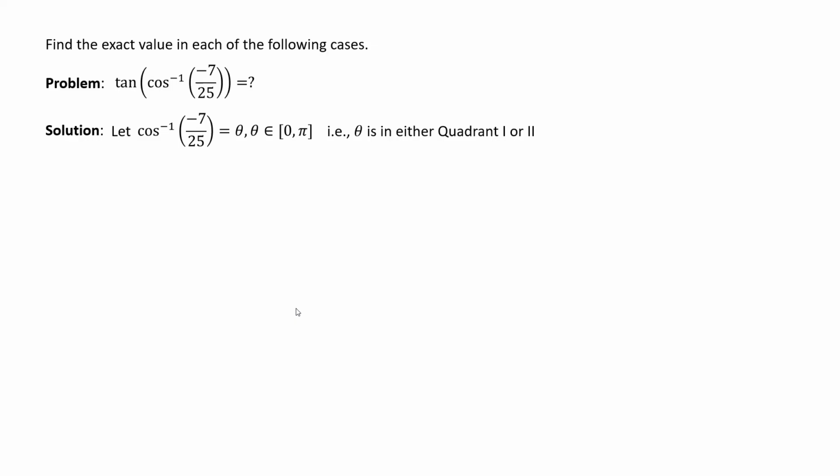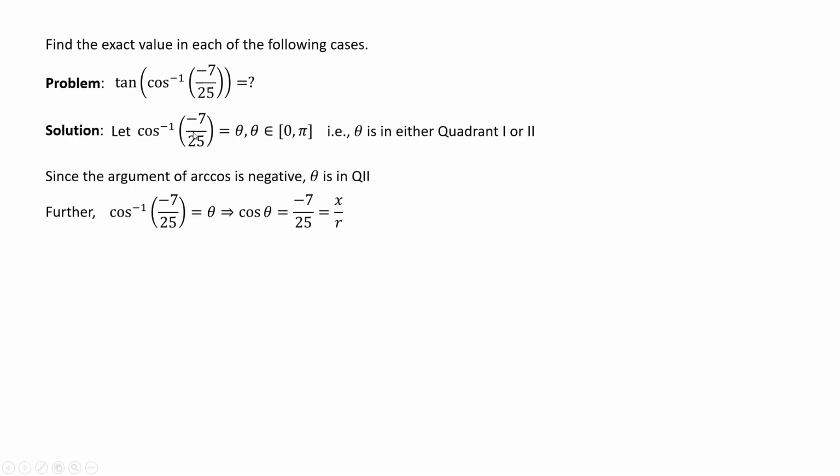Now let's look at the argument of cosine inverse. That's a negative value. So which quadrant must it be? Is any ratio ever negative in the first quadrant? No. But in the second quadrant, could cosine be negative? Yes, cosine is in fact negative. So this means we have theta in quadrant 2. Further, cosine inverse of negative 7 over 25 is theta implies cosine theta itself must be negative 7 over 25, which is x over r.